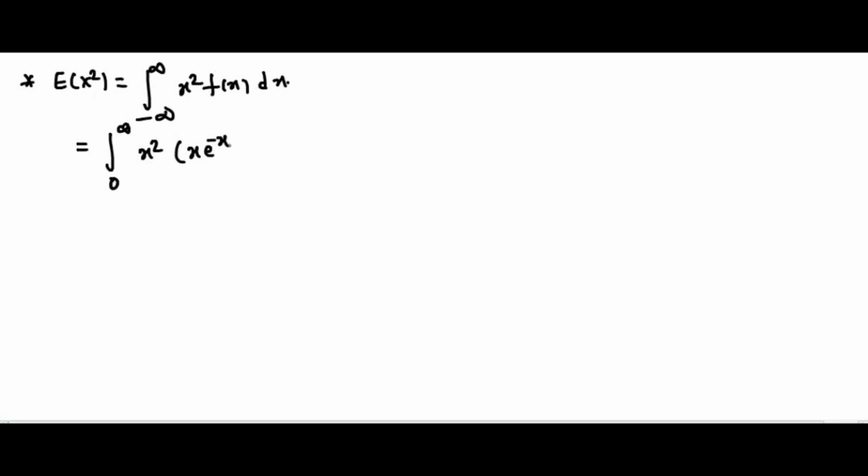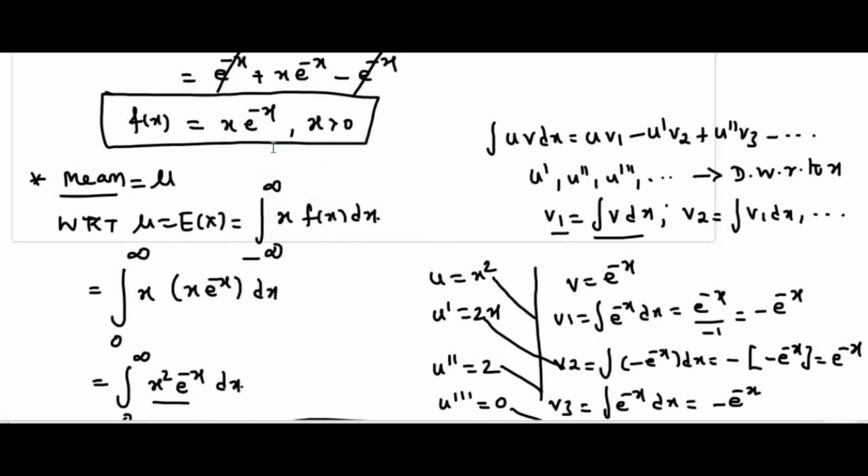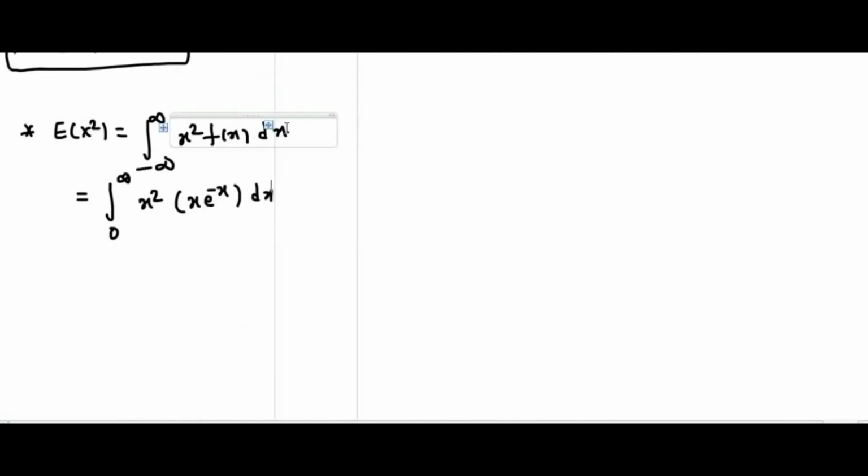What is the third one? Next we find the expected value of x square. That is nothing but the integral from minus infinity to plus infinity of x square into f of x dx. Since f of x is nonzero only for x greater than 0, we consider 0 to infinity, x square into x e power minus x dx. Now if you multiply this, you get the integration from 0 to infinity of x cube into e power minus x dx.